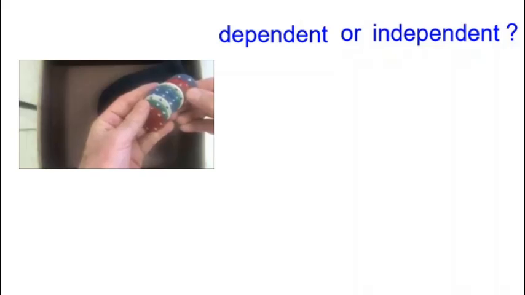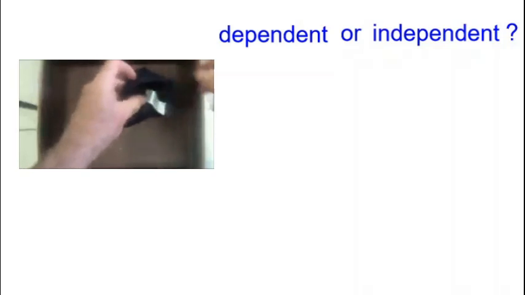This bag has poker chips in it, 4 different colors. There are 10 of each color, so a total of 40 poker chips. I can mix them up, and I'm going to pull 2 poker chips.